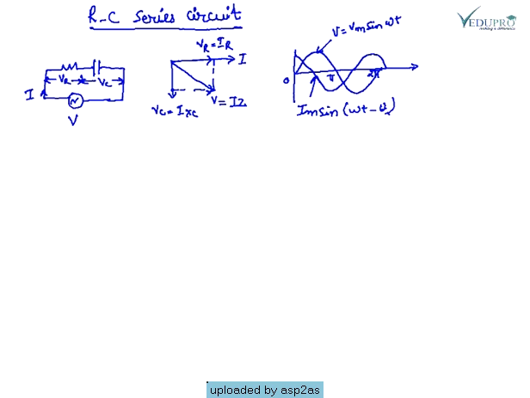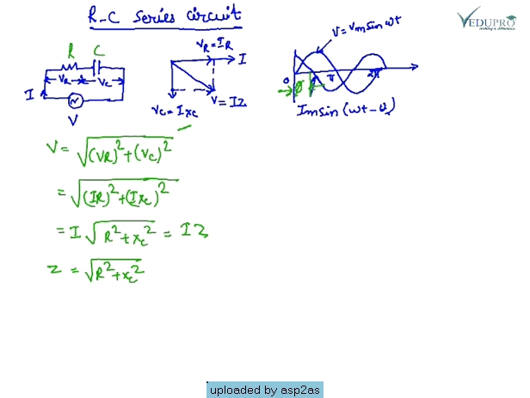RC series circuit: this is a circuit with R and C. This is the phasor diagram. Here we see that the current leads the voltage by angle phi. This is the angle phi from here to here. This is the voltage, the square root of VR square plus VC square. Solving this, it is I into Z, where Z is the square root of R square plus XC square.